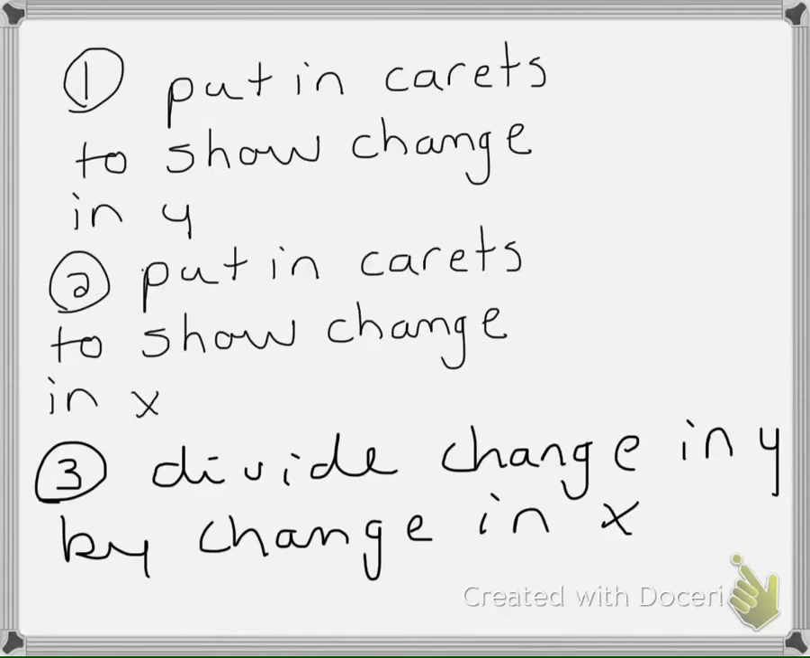In order to write an equation for a table, the first thing you have to do is put in the carets to show the change in the y column. Then you have to put in carets to show the change in the x column. And then you have to divide the change in y numbers by the change in x numbers. Now I will show you.